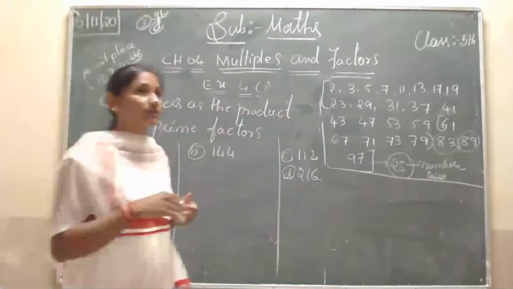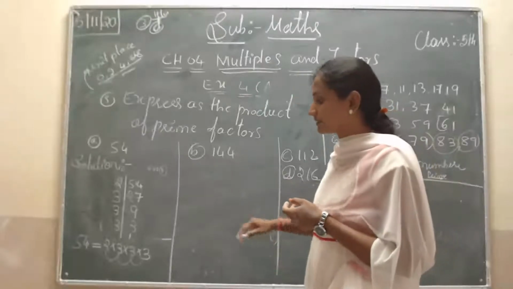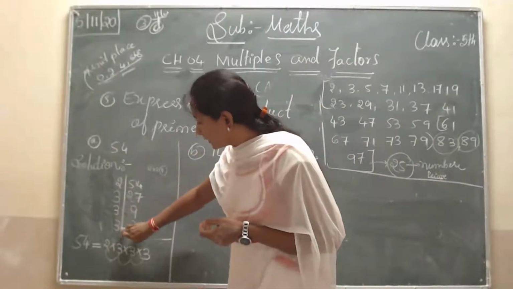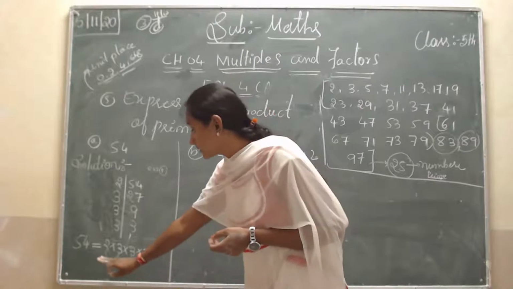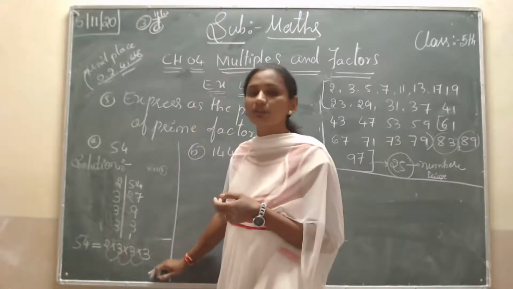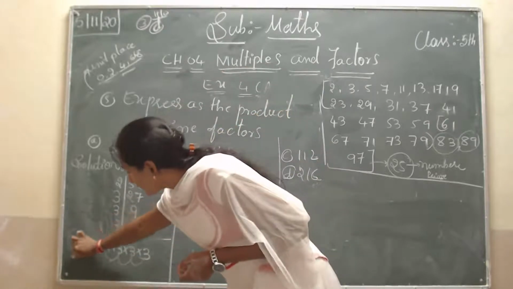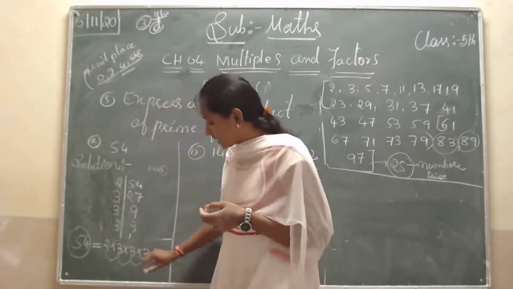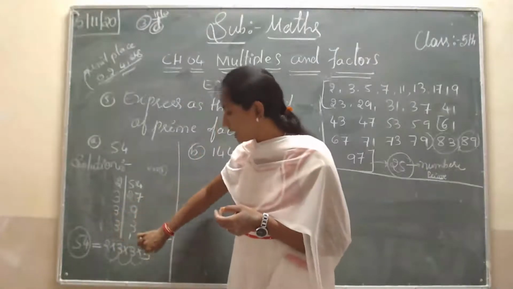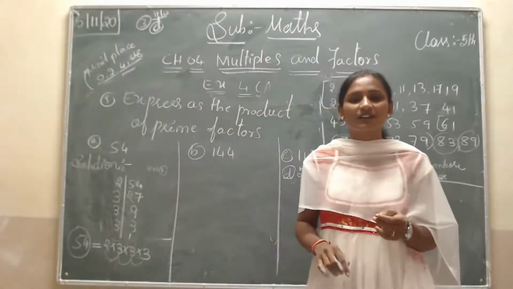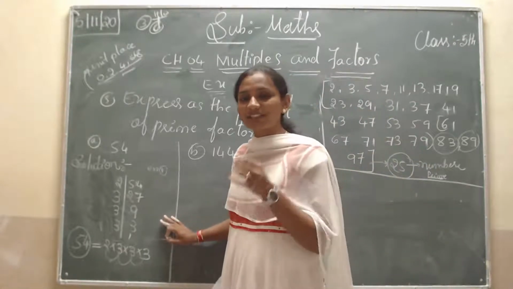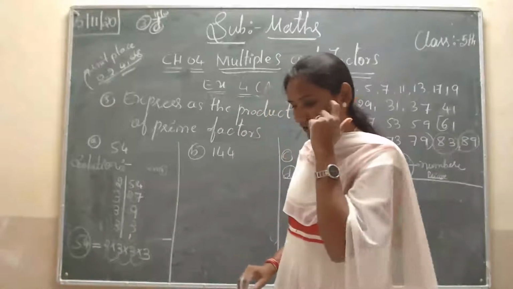Students, afterwards you use the checking method. This is the factorization: 2 into 3 into 3 into 3. This is the factor of 54. Afterwards you do the multiplication and check whether the answer comes. 2 threes are 6, 6 threes are 18, 18 threes are 54. Yes, so this factorization method is correct. Now the next question.